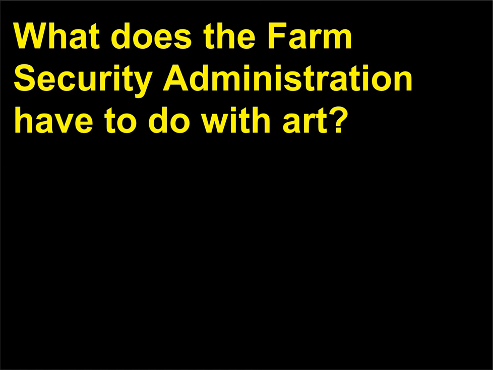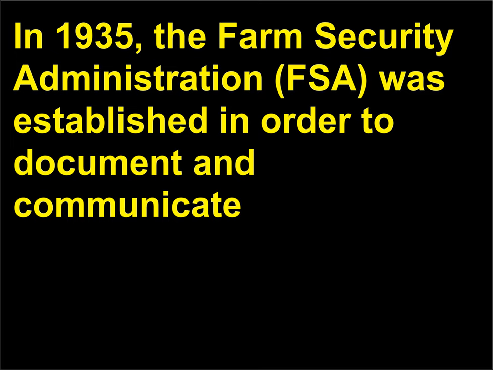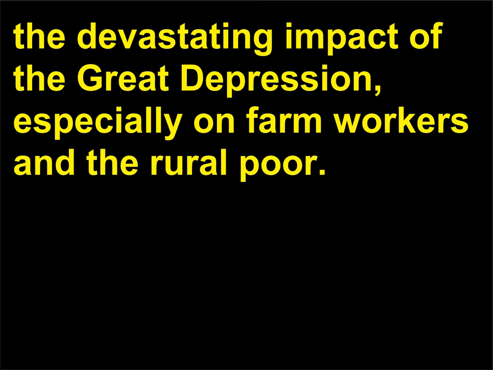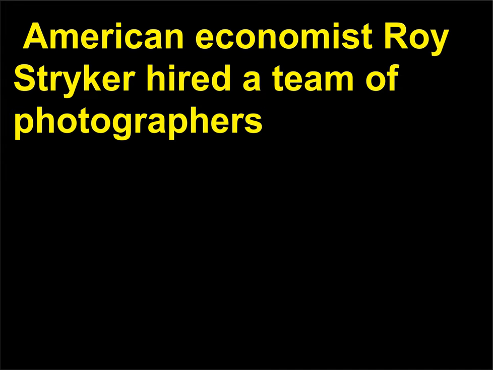What does the Farm Security Administration have to do with art? In 1935, the Farm Security Administration, FSA, was established in order to document and communicate the devastating impact of the Great Depression, especially on farm workers and the rural poor. American economist Roy Stryker hired a team of photographers that included Walker Evans and Dorothea Lange, among others.